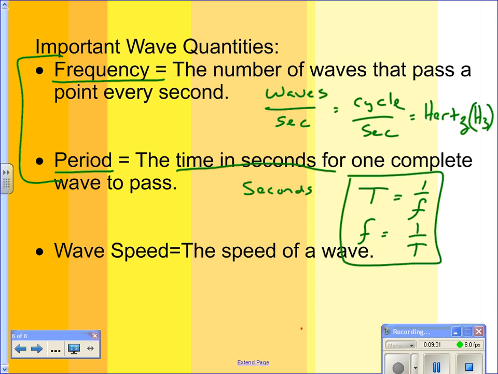The last thing we want to talk about is the wave speed, and that's a simple definition. It's just the speed of the wave. Sound travels at the speed of sound. Light travels at the speed of light. You may be aware that tsunamis in the ocean travel at hundreds and hundreds of miles an hour, and waves in Lake Tahoe may travel at a few miles an hour. We're going to be able to calculate those pretty easily using some pre-algebra measurements.